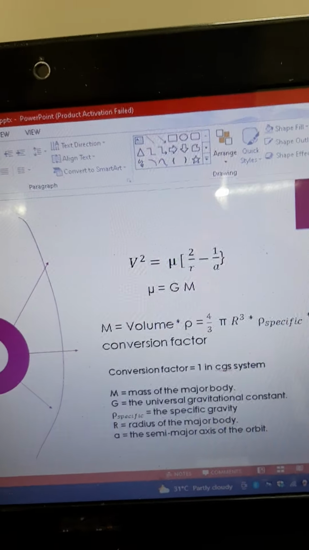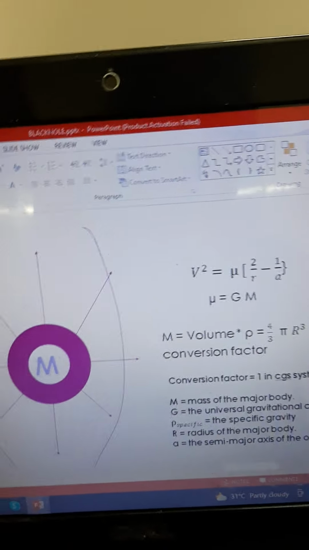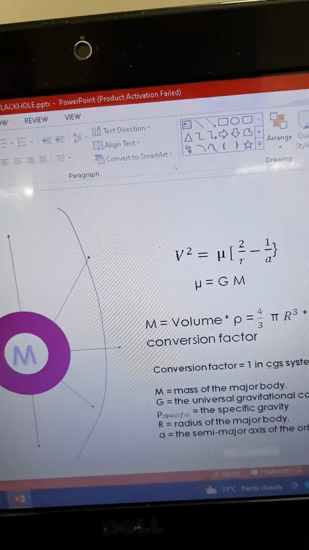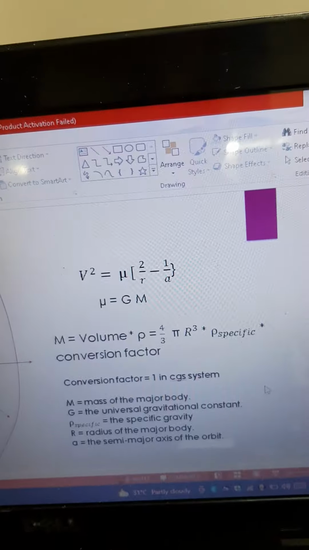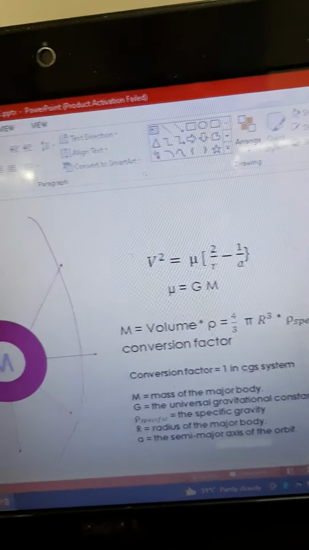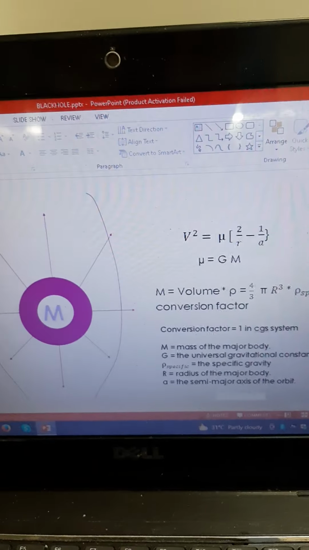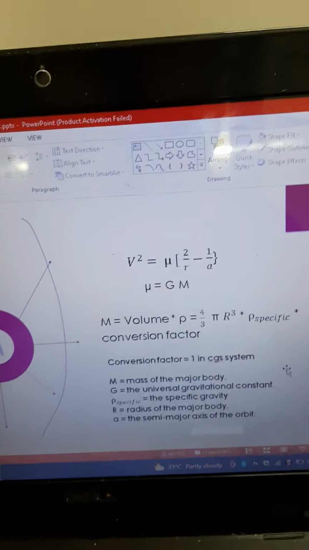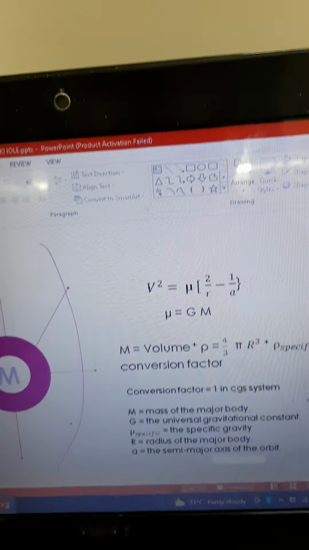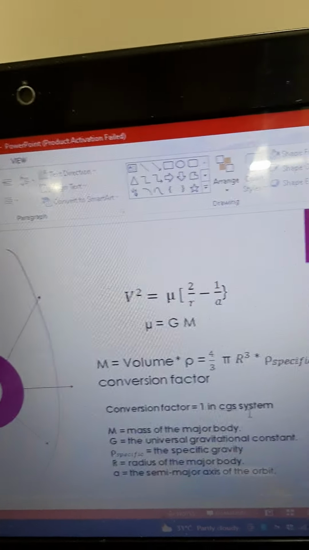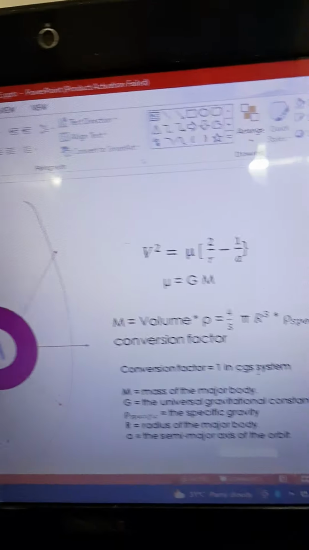So once again, assuming a spherical body of uniform density, M is equal to volume into rho, which is 4 by 3 pi r cubed into rho specific, that is specific gravity, into a conversion factor if it is not in a CGS system. If you take everything in a CGS system, then the conversion factor is 1. You'll see the advantage of specific gravity later, so that if you know the material, one can uniquely know the specific gravity.